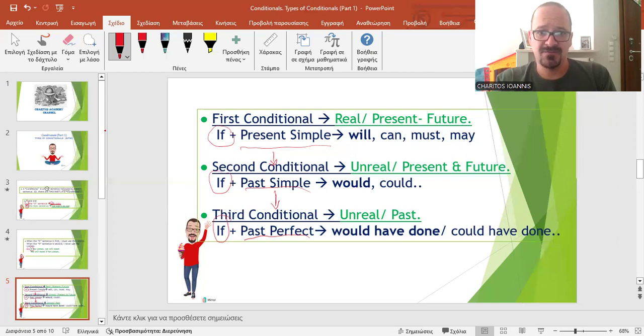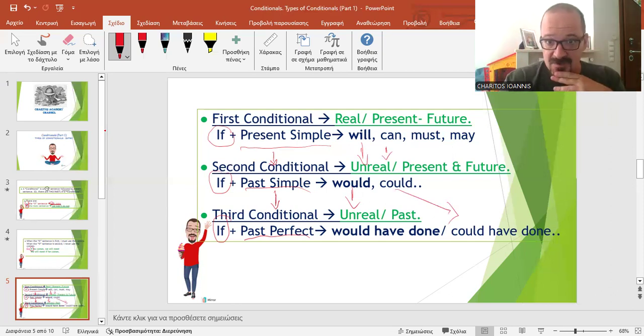The same happens in the main sentence. I see that in the first conditional, I use will, behind it, there is would. And behind would, that is a modal, there is a modal perfect, would have done. Similarly, behind can, there is could. Behind could, that is a modal, there is a modal perfect, could have done. And so on and so forth.